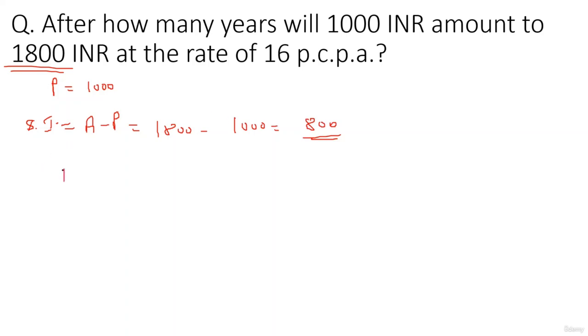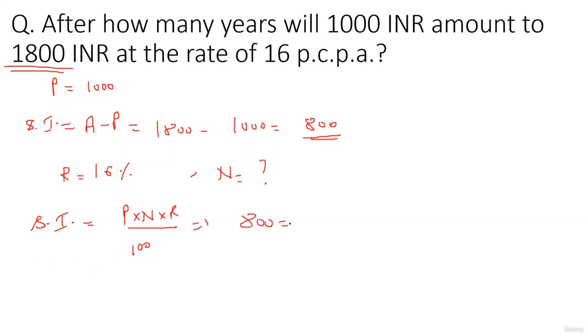The rate R is 16% per annum. You have to figure out the value of N, after how many years. We can solve this question using the formula: simple interest is P into N into R divided by 100. Simple interest is given as 800 rupees. The principal is 1000 into N.